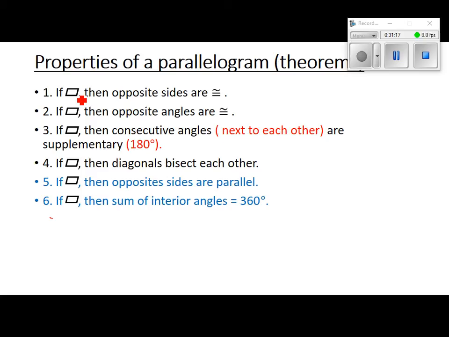Notice these first four, I put them in black. These are the theorems. These are actual theorems. These last two just come from the definition of a parallelogram. But these are all properties of a parallelogram. All things that as soon as you see that little parallelogram symbol, then you know all of these things.